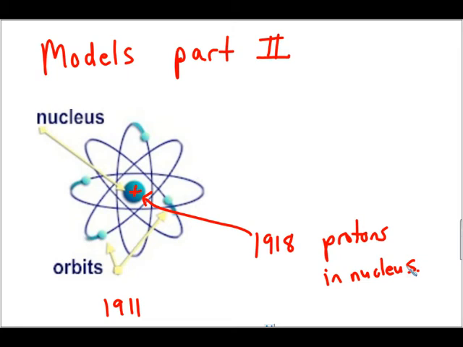In 1927, we proposed that the electrons are found more in a cloud area, not in these specified orbits. The movement of electrons is very unpredictable, so we can't say it goes in this orbit, but instead it's found in a general area called the electron cloud.